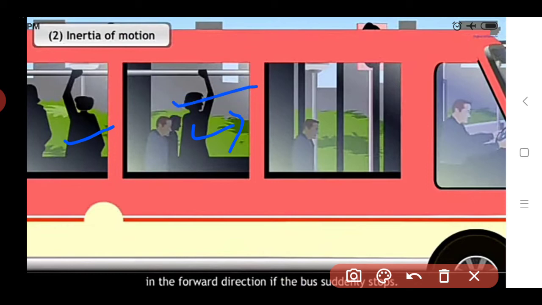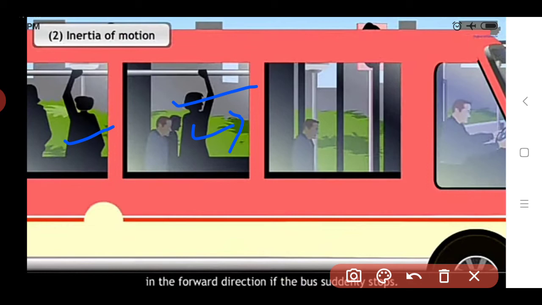Okay, so here when the bus is suddenly stopped, at that time we apply force on those objects or on that bus. And when we apply the force, the passengers who are in motion get a jerk toward the forward direction.